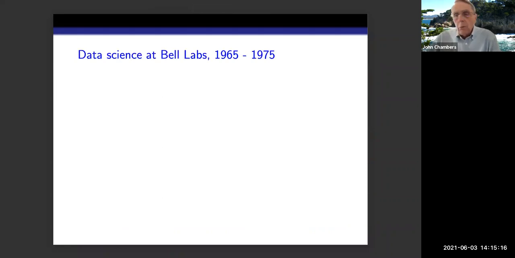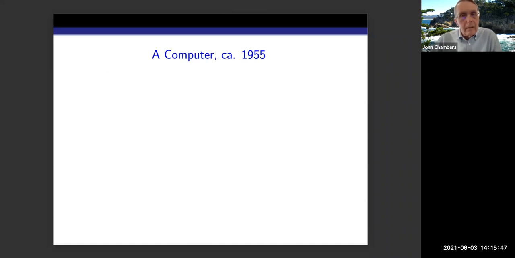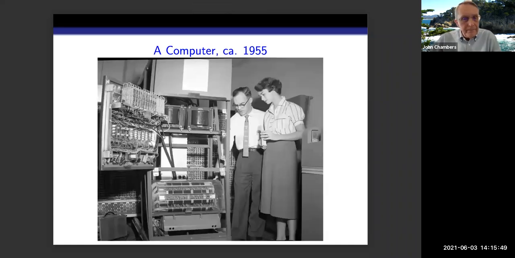But what was going on around then? In order to understand what was happening in the field that now we would call data science at this time, it's good to take a look at computers and how computing had evolved up to that time. In particular, let's step back another 10 years to 1955 and take a look at what would have been a typical computer, basically the state of the art in 1955. And this is it. This is an IBM 650.